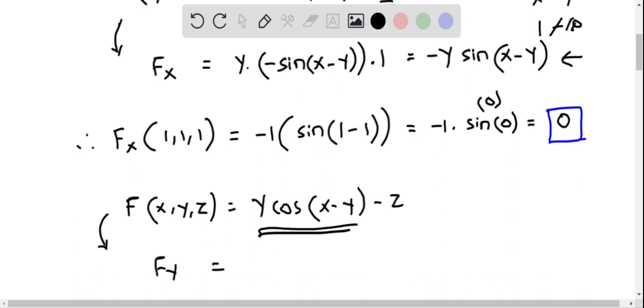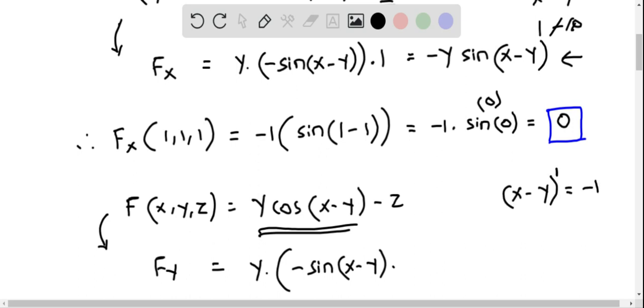When we differentiate this expression, we have to apply the product rule. First I write down the first expression y, and then multiply by the derivative of cosine of (x minus y) with respect to y. This is negative sine of (x minus y), and then we differentiate x minus y with respect to y, which equals negative 1. So I multiply by minus 1, and now we consider cosine of (x minus y) times the derivative of y with respect to y, which is 1.